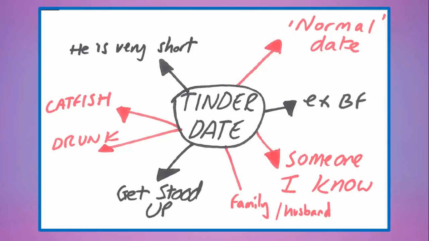date. So, first one could be, it's just a normal date. Now another one could be, I turn up for this blind date and it's an ex-boyfriend playing a trick on me. Next one could be, it could be someone I know. It could be that I get stood up on the Tinder date. It could be that I turn up and the guy is drunk. It could be a catfish, meaning it's someone pretending to be someone else. Maybe the guy could be very short or very, very tall.